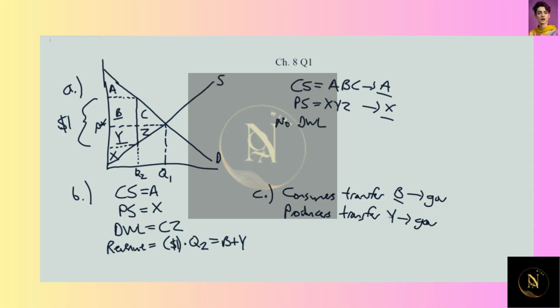Here we're giving them B plus Y, but the consumers and producers both still get to enjoy C and Z. So consumer surplus in this case is just AC, and producer surplus is just XZ. Deadweight loss, when there's this voluntary exchange to the government, is nothing.